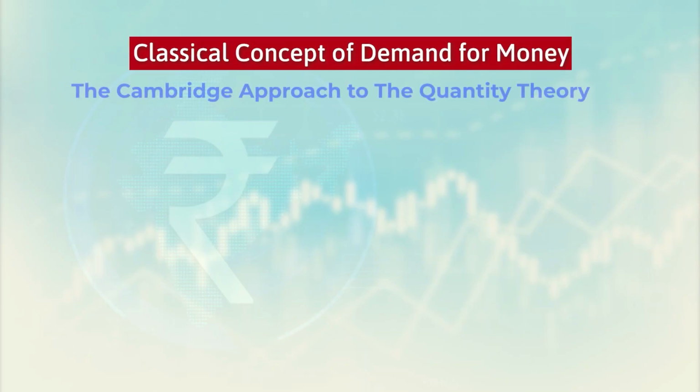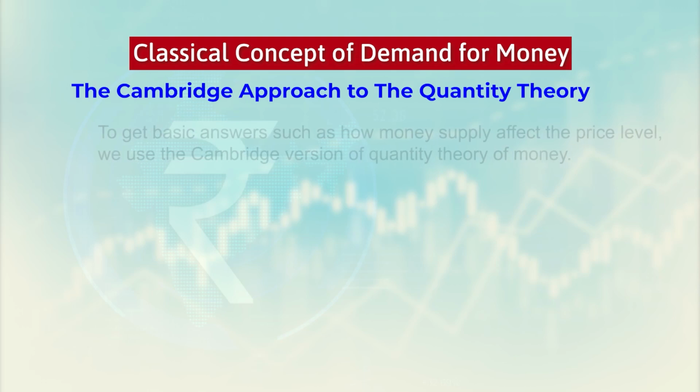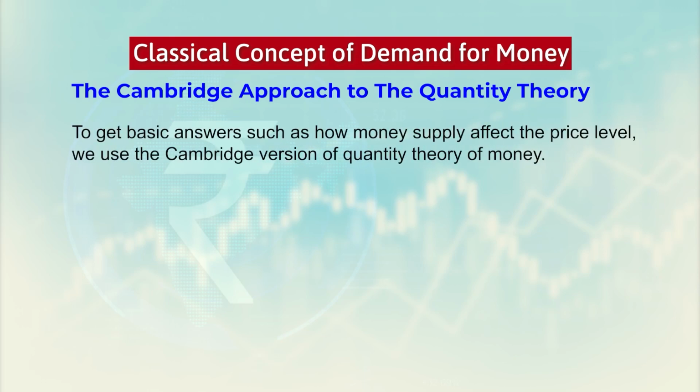And then comes the Cambridge version or Cambridge approach to the quantity theory of money. To get the basic answers, such as how money supply is going to affect the price level, you can use this Cambridge version of the quantity theory of money. This is named after the Cambridge University School. The professors of Cambridge University, they introduced this idea. And noted economists among those Cambridge schools is Alfred Marshall and A.C. Pigou.